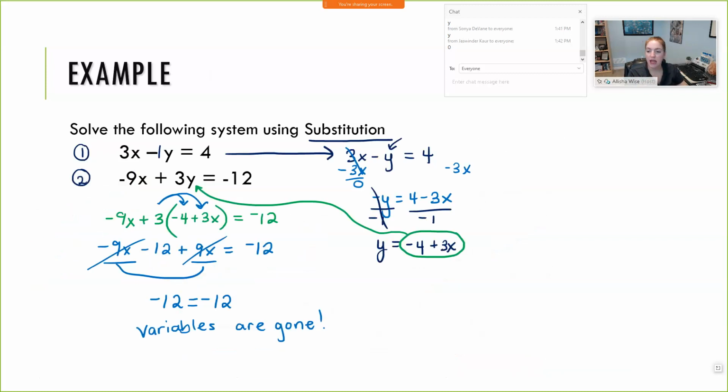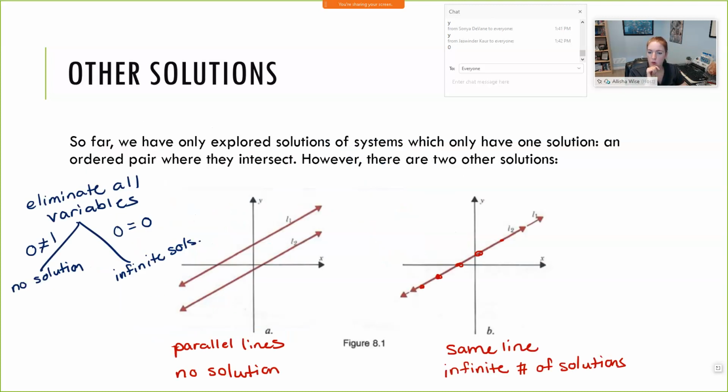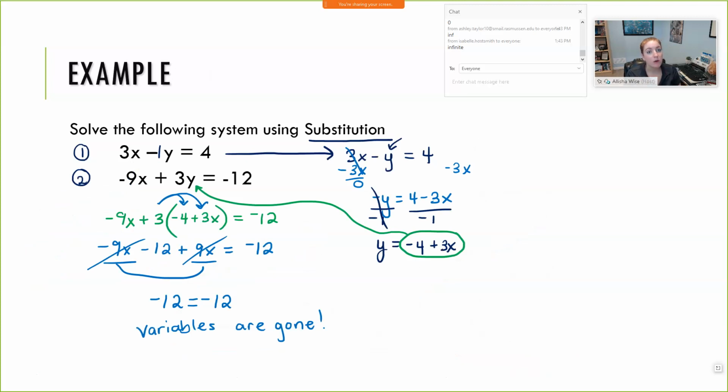Okay, we have -12 equals -12 is our final answer there. So what should our conclusion be? Should it be they're parallel lines, there's no solution? Or should it be infinite solutions? Since these two numbers are equal, that means these are the same line. They're on top of each other. And so our final answer would be that there are infinite solutions.